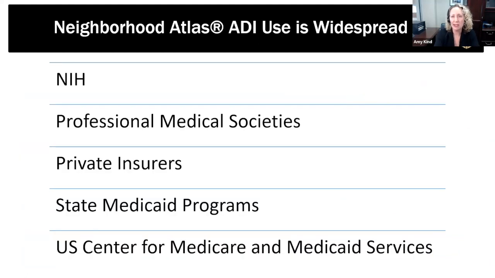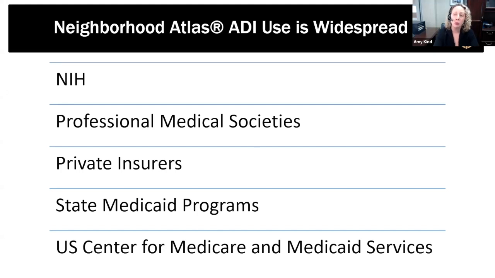The Neighborhood Atlas itself is incredibly widespread in use. NIH institutes from NHLBI to NIA, NIMHD, and others have used the ADI in cohort studies. I just gave grand rounds to the National Institute of Environmental Health Sciences, who have a number of different programs that are using the ADI themselves. Professional medical societies have used the ADI in order to inform different types of equity assessment and monitoring. The Society of Thoracic Surgeons uses the ADI to understand who is able to access surgery and what their outcomes look like.